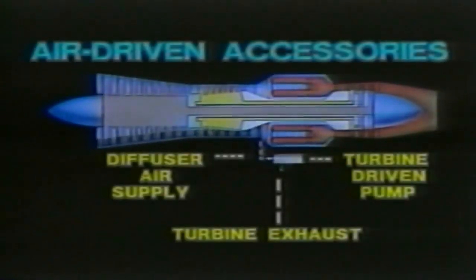But not all accessories are driven mechanically by a gearbox. Some accessories can be driven by compressed air from the compressor or diffuser section of the engine. For example, one of our engines has an afterburner fuel pump that incorporates a small air turbine. Works on the same principle as the gas turbine in the engine itself. Compressed air from the diffuser section flows through the air turbine, and that causes the pump to rotate.